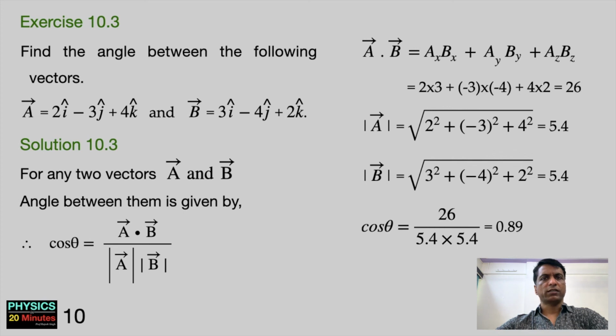Therefore cos theta is 26 upon 5.4 into 5.4. After solving, you get 0.89. Therefore, theta is equal to 27 degrees.